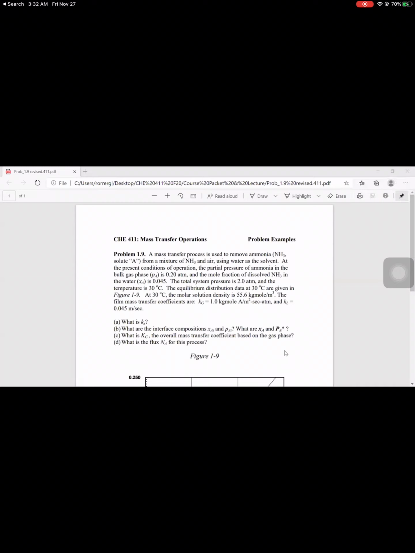Can you move the paper a little bit to the right, please? Thank you.